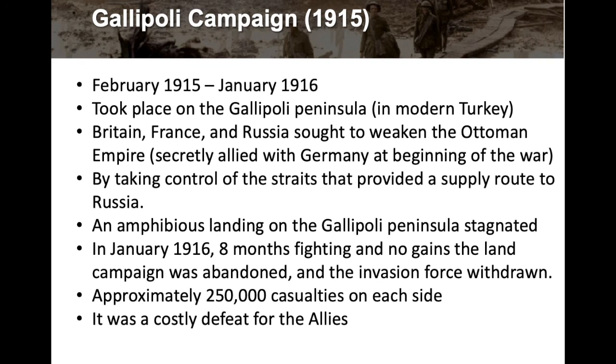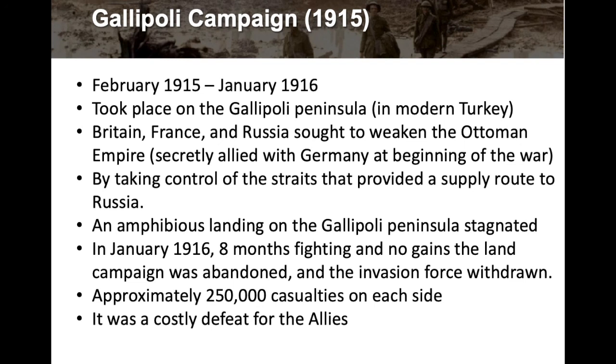So if they can take control of the straits, they would have a better position to also supply Russia, because Russia is the ally of the British. And if they can take the strait that is near the Gallipoli Peninsula, which is called the Strait of Dardanelles, they can better supply Russia, which will help to fortify against the Eastern Front of Germany and Russia fighting. Okay, so the Gallipoli Peninsula campaign was an amphibious landing on Gallipoli, but unfortunately, that stagnates into trench warfare on the peninsula.